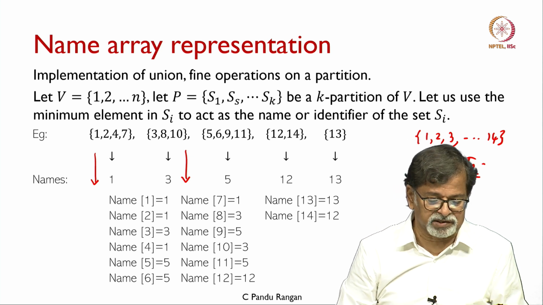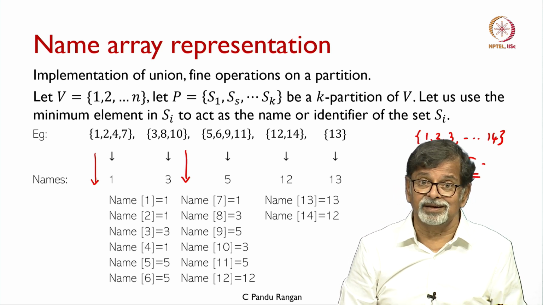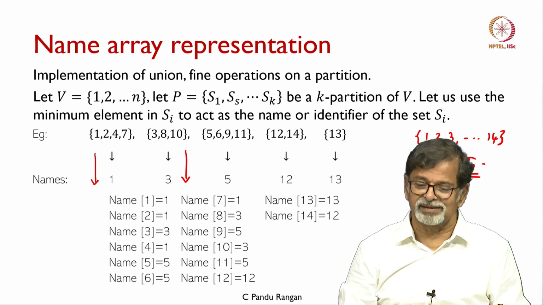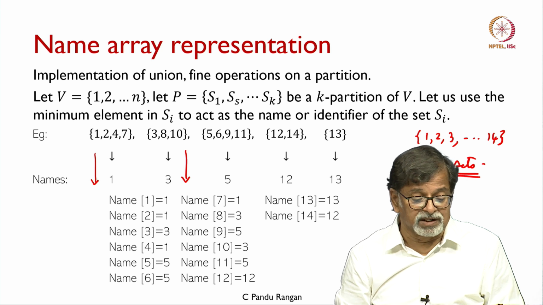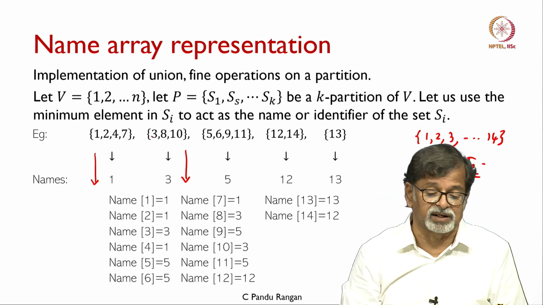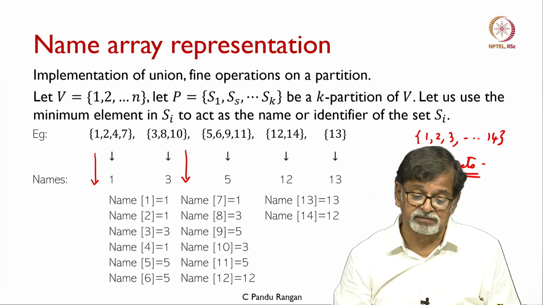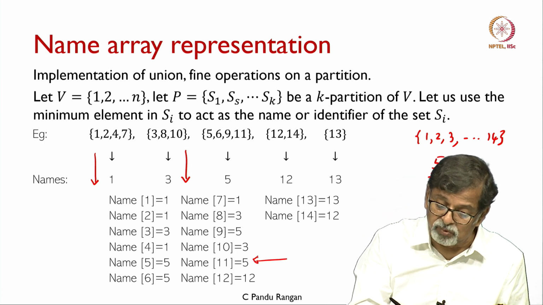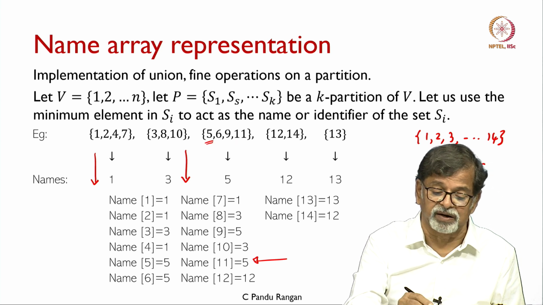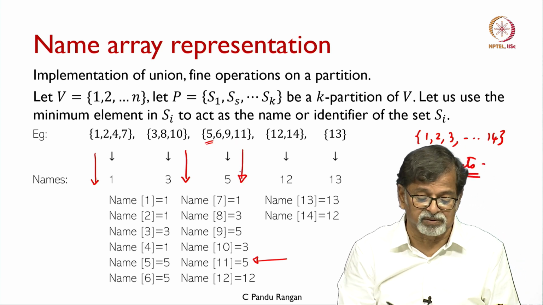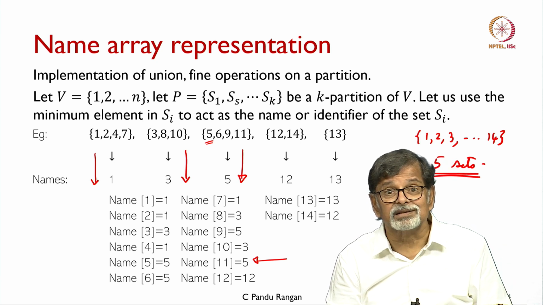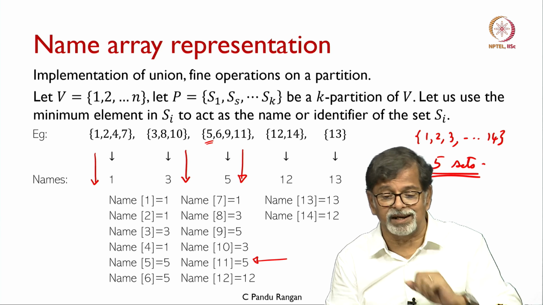Name array representation of the partition is associating, for every element, the name of the set containing it. For example, what is the name of 3? Name of 3 is 3. 3 is in this set, and the name of the set is 3. What is the name of 11? Name of 11 is 5. Why? 11 is in the set called 5. So, the name of an element is the name of the set containing it.